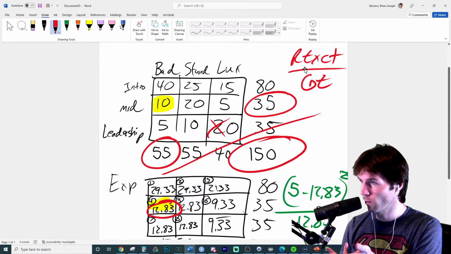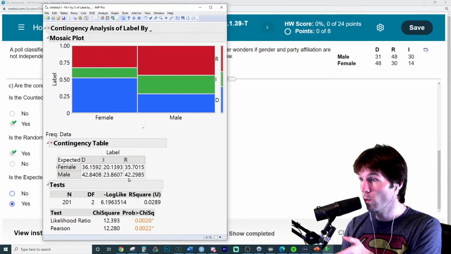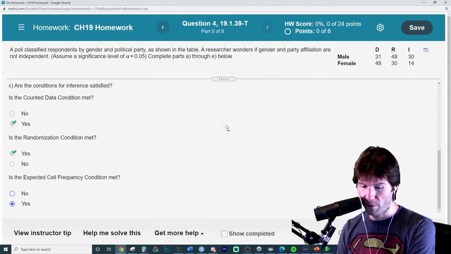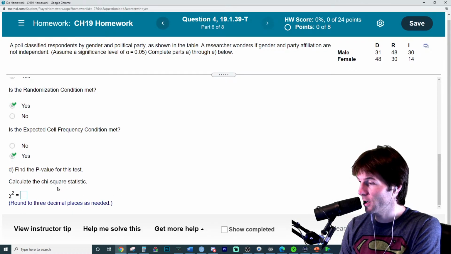We show the equation up here, row total times column total over grand total. JMP will find all of these for you, but you should understand how to find them. And then the condition that each one of these right here, these are expecteds right now, need to be greater than or equal to 5. So we're good on that. And now we need to find the chi-squared test statistic.